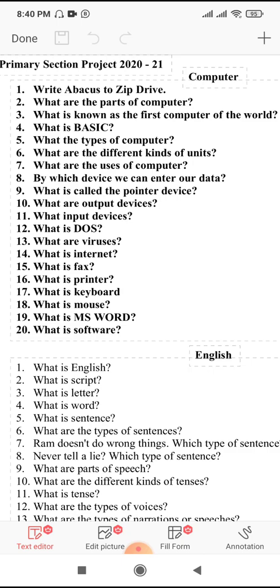Okay, what are the different kinds of units? There are different kinds of units. Input and output unit in computer means IO unit. Second, CPU, central processing unit, which consists of the memory unit, control unit and arithmetic and logic unit. And another is the video display unit.